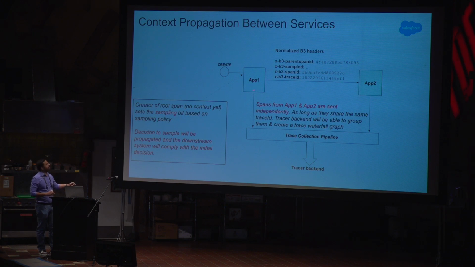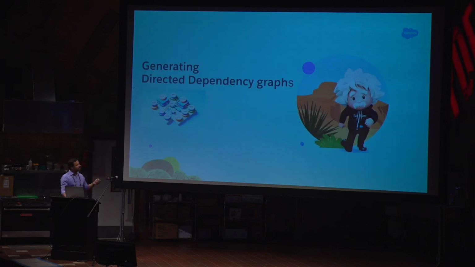All these spans from both app 1 and app 2 are sent independently, and they are collected on a common trace pipeline and subsequently arrive at your tracer backend, right? Now, how do you use all this information to generate directed dependency graphs, right?